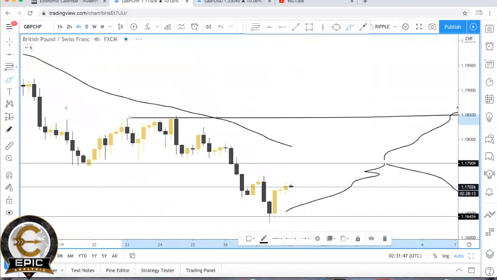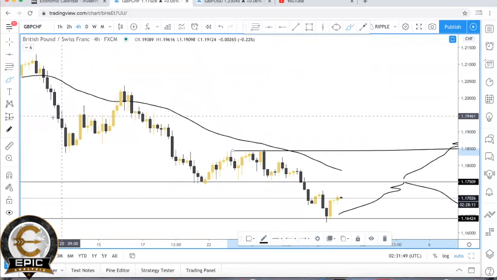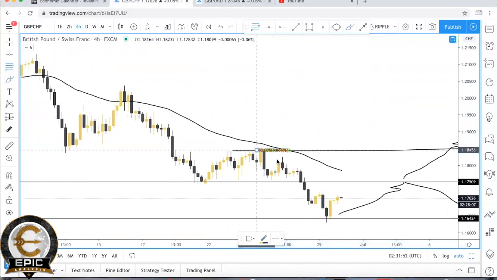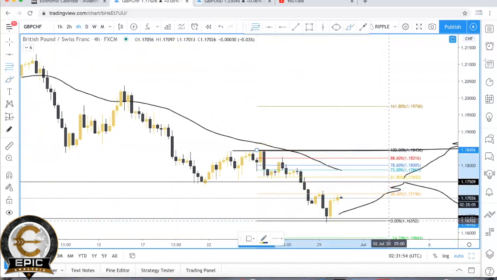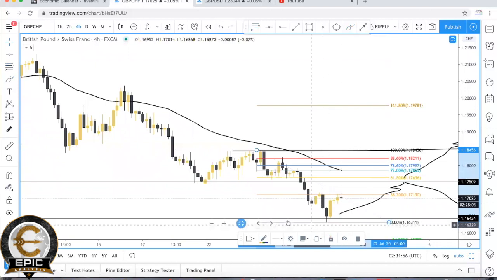Let me see if there's a fib. So you could possibly draw a fib from this high to this low. And then that 61.8 aligns with that 1.176 level. And then the 50 EMA aligns with the 72 percent, which is around 1.178, just shy of 1.18. So those will be the levels I'll be looking for if we get that pullback.